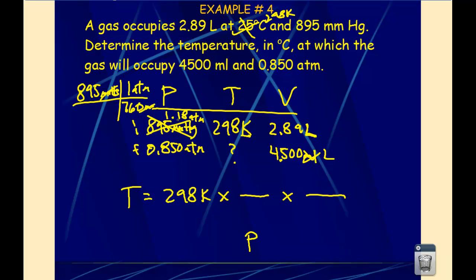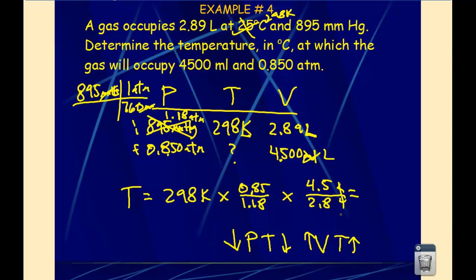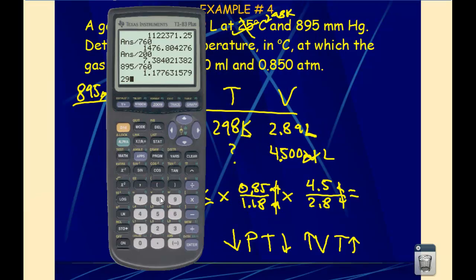The pressure is going from 1.18 to 0.85. So the pressure is going down, which is going to cause the temperature to go down. So bigger number on the bottom. And the volume is going from 2.8. So the volume's going up, which means the temperature is going to go up. And so we put the bigger number on the top. Liters cancels. Atmospheres cancel. Our unit is going to be in Kelvin. So 298 times 0.85 times 4.5 divided by 1.18 divided by 2.8.